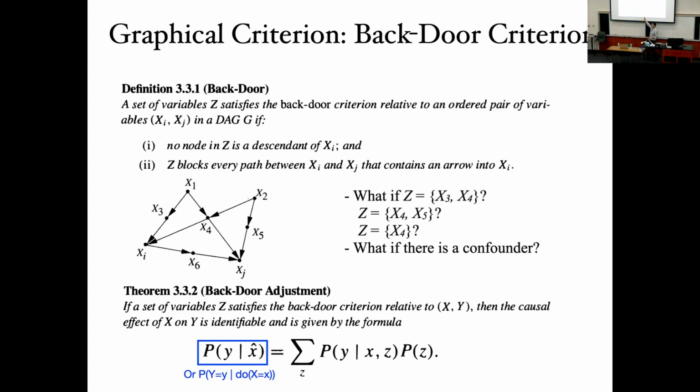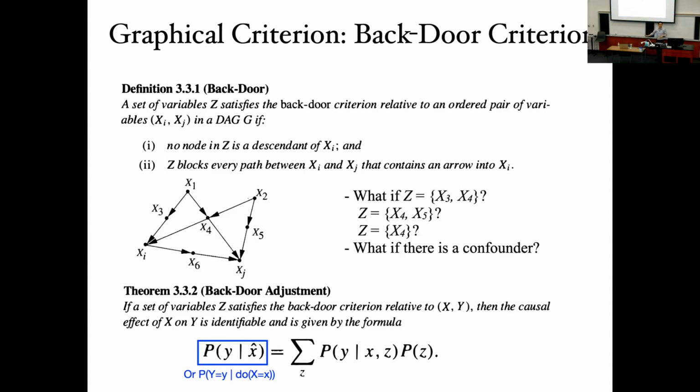And this looks familiar. This is exactly what we did when conditional ignorability holds true. For different groups, we have the conditional distribution, and then we use the marginal distribution of X for the adjustment. It's exactly the same thing. Now we just use Z in place of X.